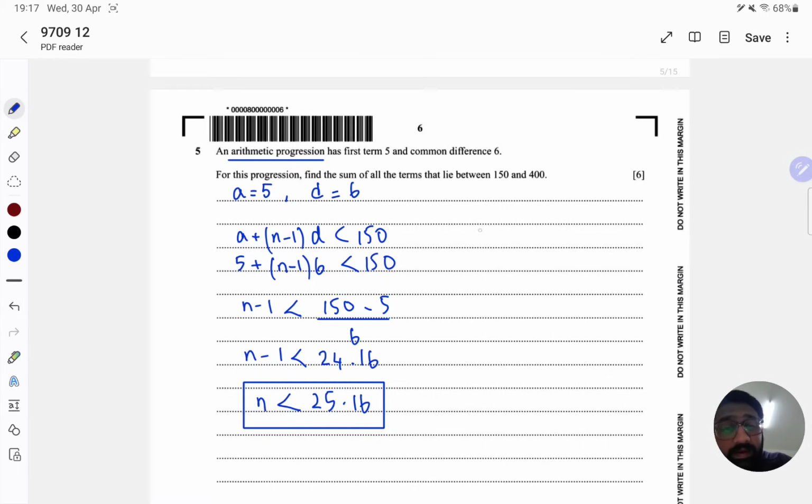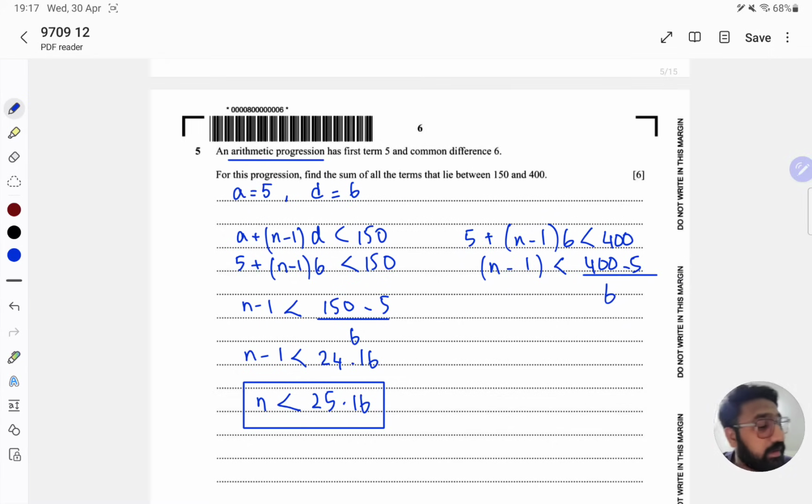Similarly, let's substitute the same: 5 plus n minus 1 into 6 has to be less than 400. So n minus 1 will be less than 400 minus 5 divided by 6, which is 65.833. So the value of n has to be less than 66.833.